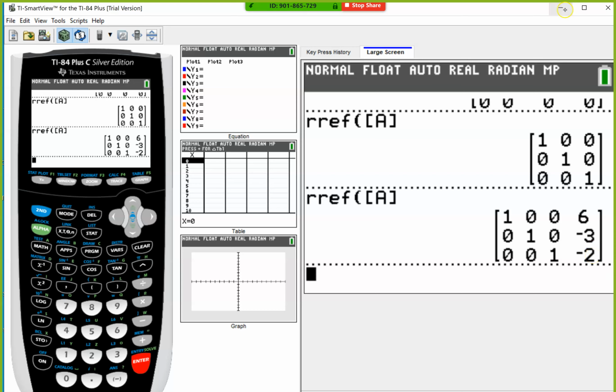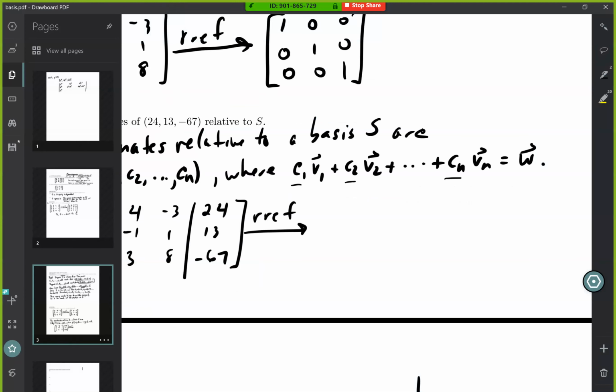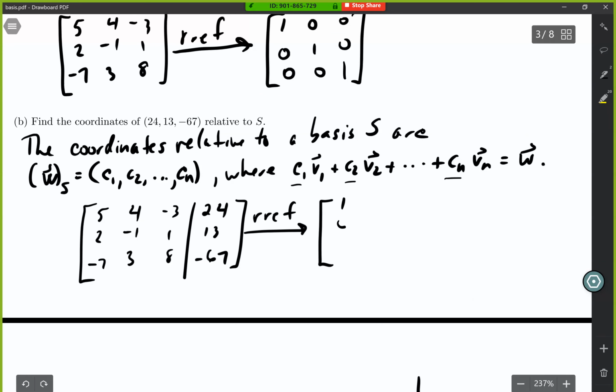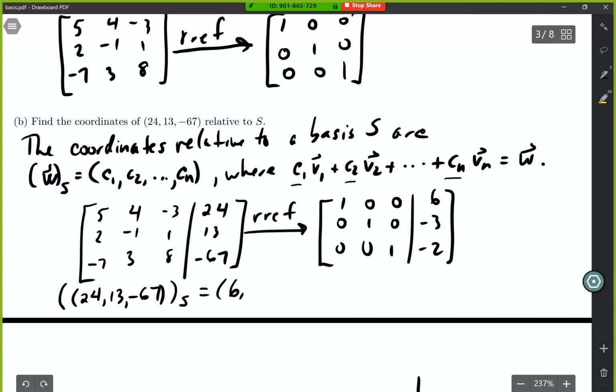So if I go back over here, this reduced to 1, 0, 0, 0, 1, 0, 0, 0, 1. What did I say? 6, negative 3, negative 2? Okay. So the notation we would use is that the coordinates of 24, 13, negative 67 relative to our basis S, so we use that little subscript S here, would be 6, negative 3, negative 2.